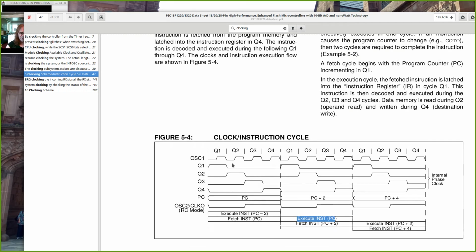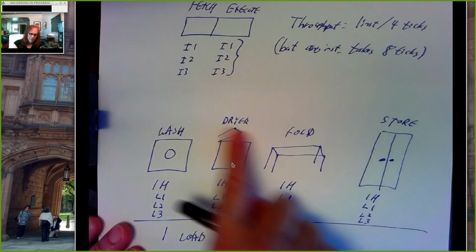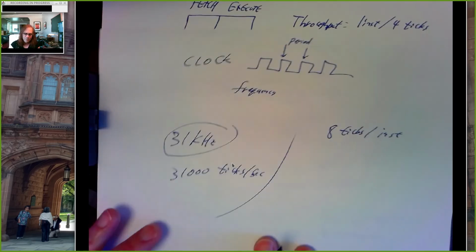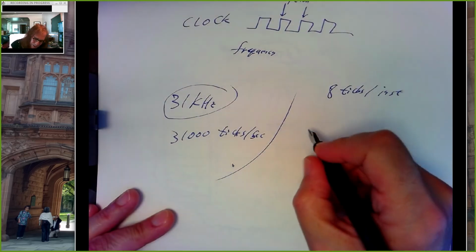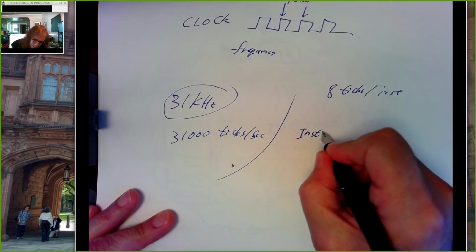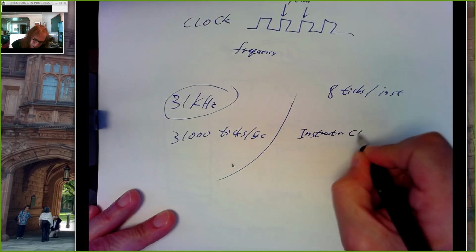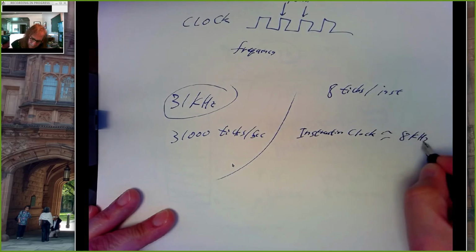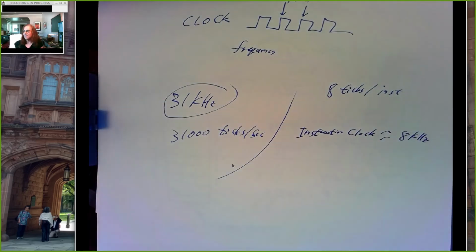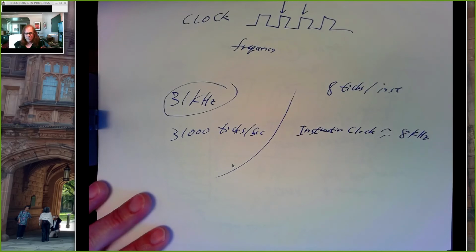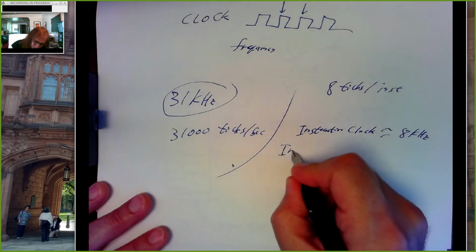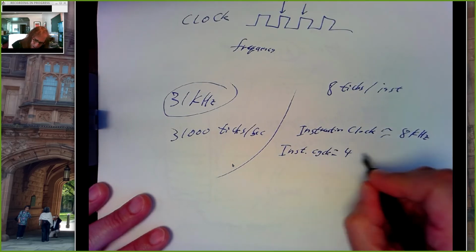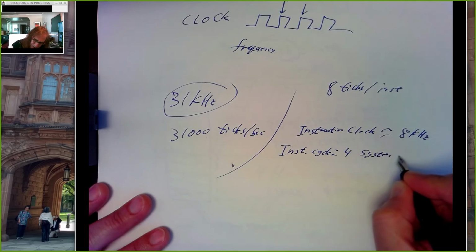And so even though we have these clock ticks, which is 31,000 times per second usually, we usually talk about an instruction clock, which for us would be roughly 8 kilohertz. It's 1/4 of the actual system clock. And we think of an instruction cycle, which is 4 system clock cycles.